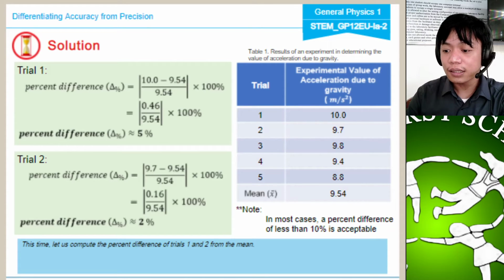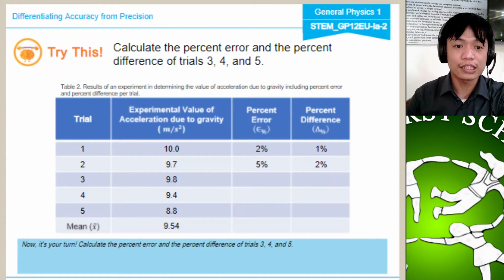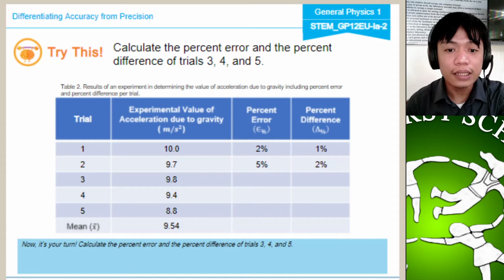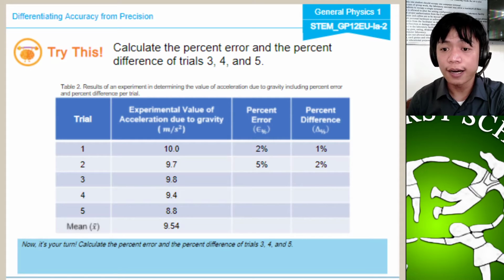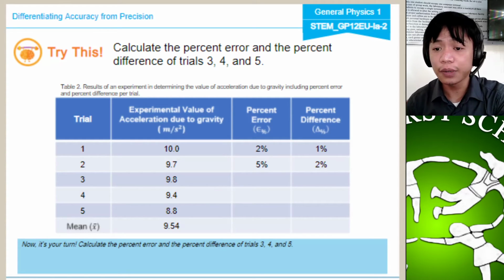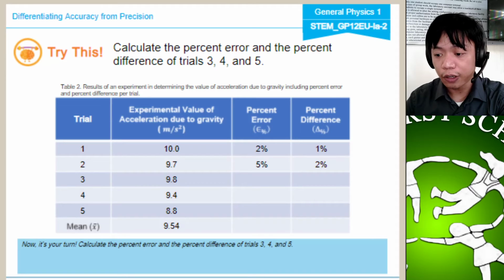So, let's try this, okay? Calculate the percent error and the percent difference of trials 3, 4, and 5. So, tapos na tayong nag-identify ng percent error at percent difference sa trial 1 and 2. So, take note of our formula. So, balik tayo sa ating formula.